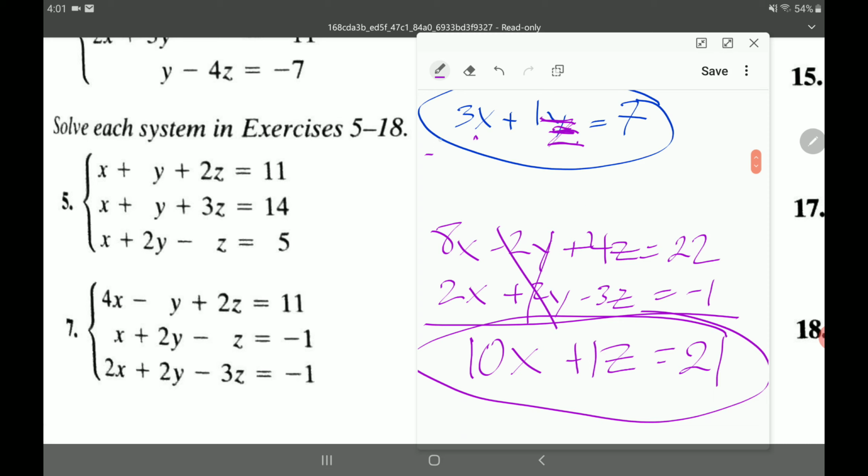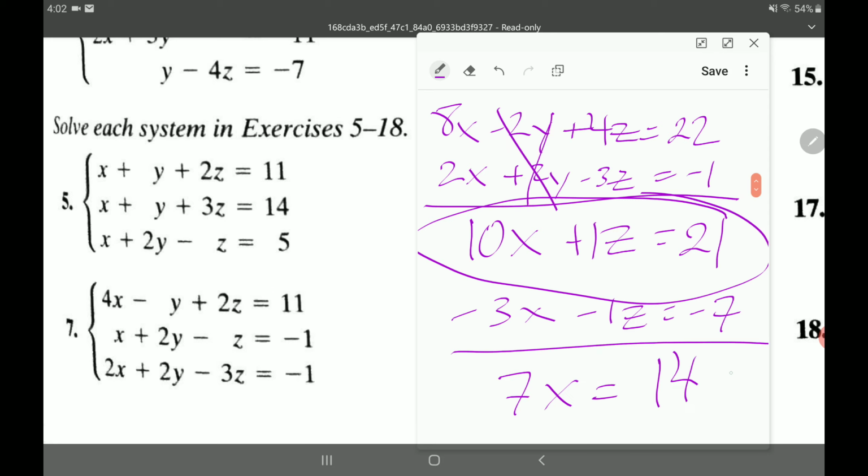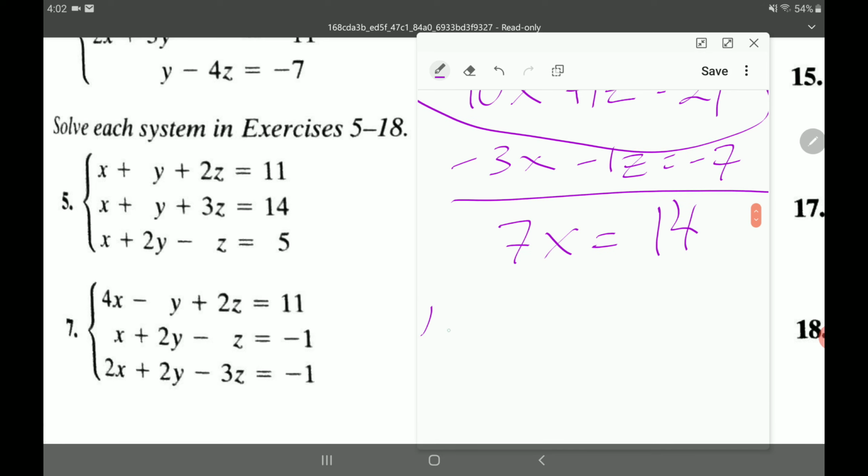In fact, I'm going to distribute a negative 1 through this so I can cancel out the z's. So that's going to give me negative 3x minus 1z equals negative 7. So when I add everything down, that's going to give me 7x is equal to 14, which means x is equal to 2.